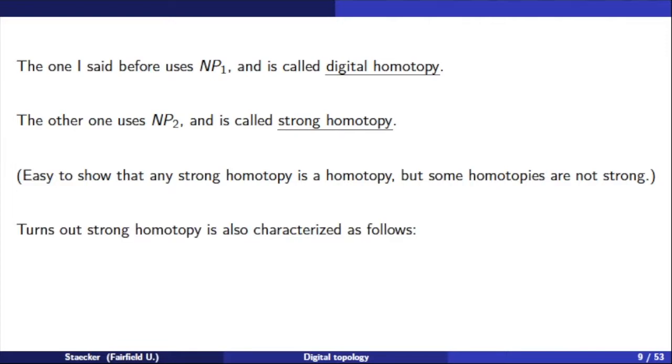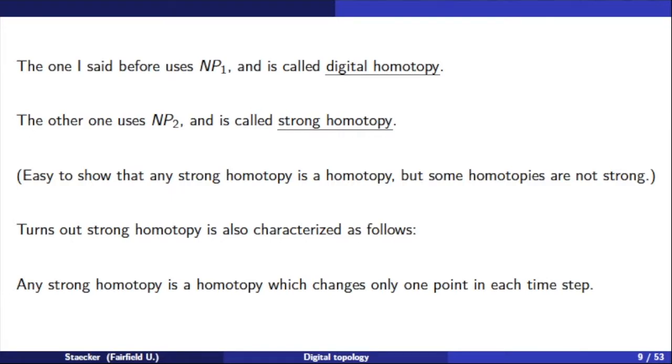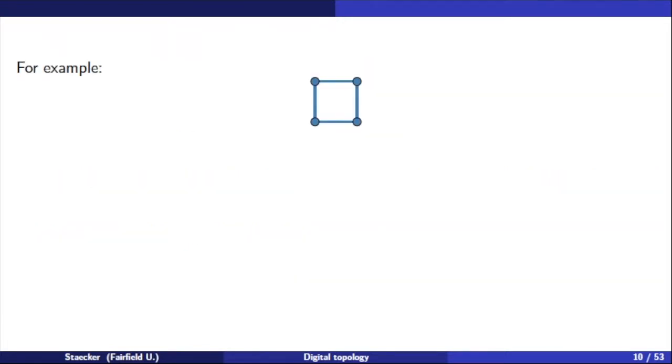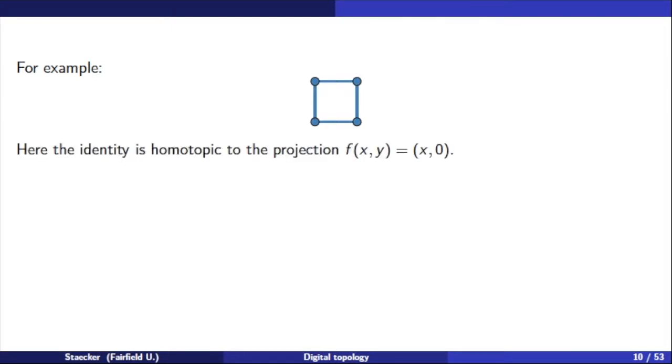It turns out you could also say it this way. A strong homotopy is one which changes only one point at a time. In that example of the function changing, you saw sometimes more than one point was moving at each step. Strong means that you can do it moving only one point in each time step. For example, this one right here, if this is my digital image, the cycle of 4 points, the square, here the identity is homotopic to this projection. This is when you just make everything go down to the bottom. The 2 points up there go down. If you move the 2 points down in one step, that is homotopic to identity because you just moved 2 points by one position.